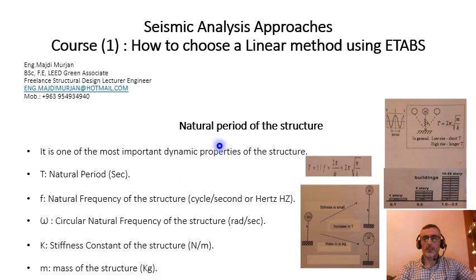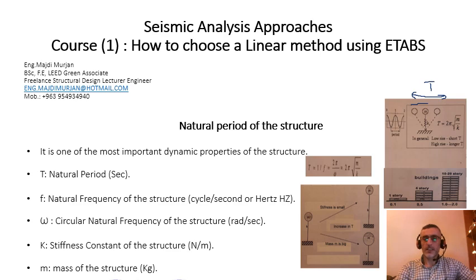Natural period of the structure. It is the most important dynamic property. If we have a one floor story building, and let's see this mass was moved from this side up to this side, then from this side up to this side. Now this time we call it T, the time period.